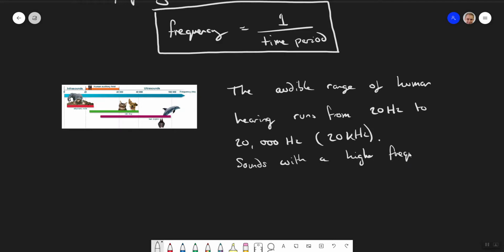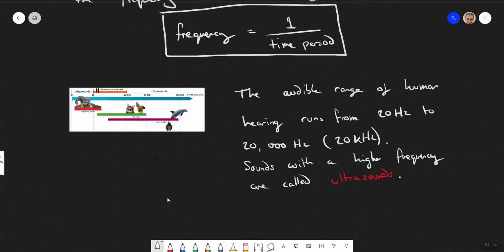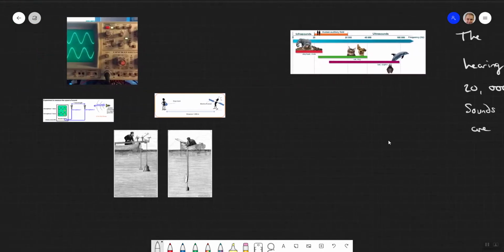Sounds of a higher frequency are called ultrasounds. And that's where the term comes from. So ultra, higher sound, and that's where we get things like ultraviolet and so on and so forth. Right, so that's literally all we need to know about that. That's totally fine.